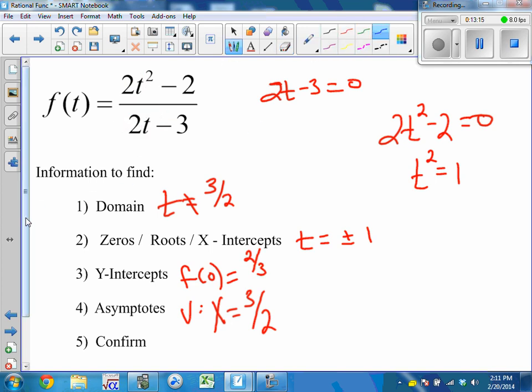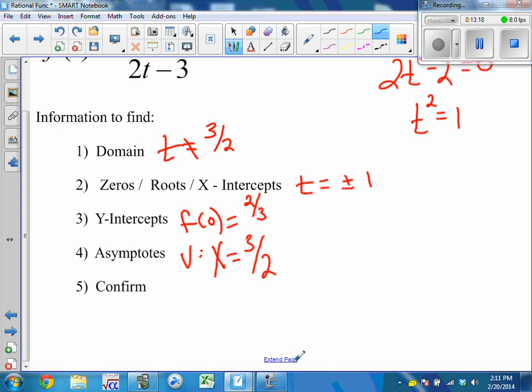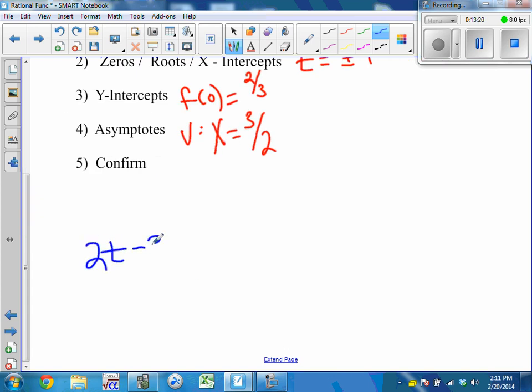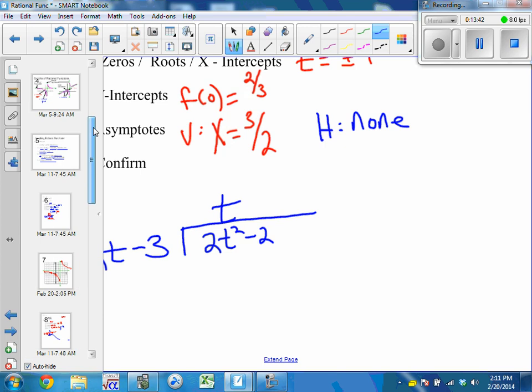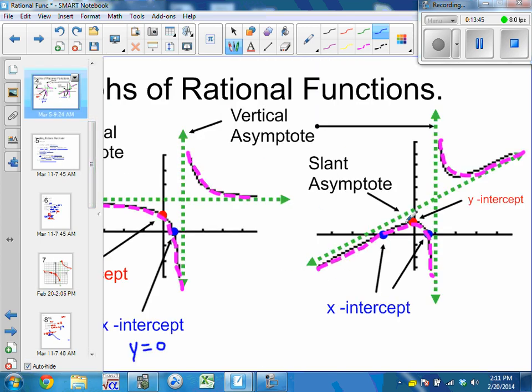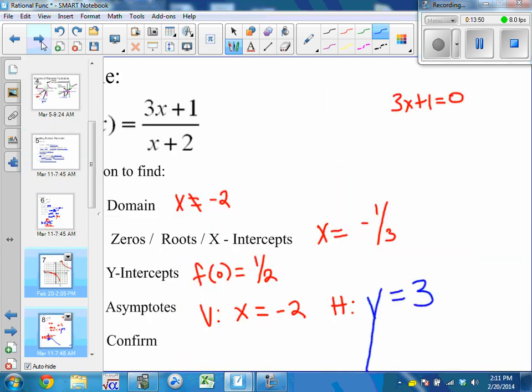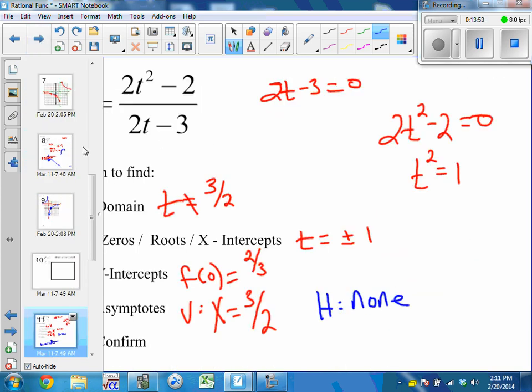Last thing I need to do is find my horizontal asymptote. So I take 2t minus 3 divided into 2t squared minus 2, and I say, well, what times 2t gives me 2t squared? Well, the answer is not a number. So because of that, I have no horizontal asymptote. And from what we've talked about before, this is actually a case where I get a slant asymptote, but we're not going to really worry about that. So we're just going to say there's none.